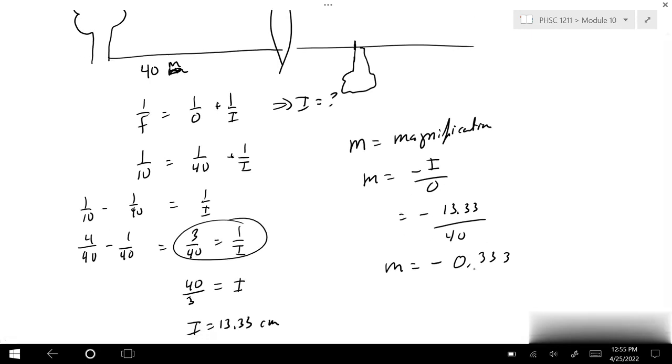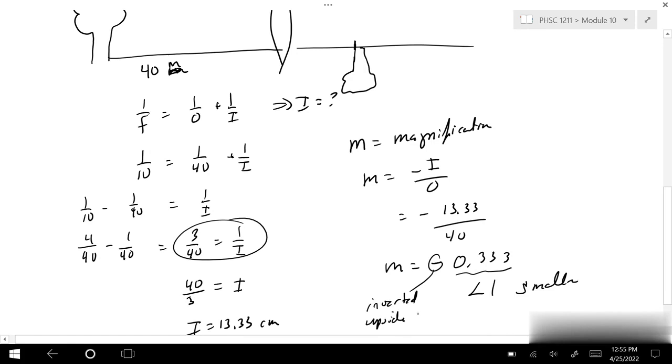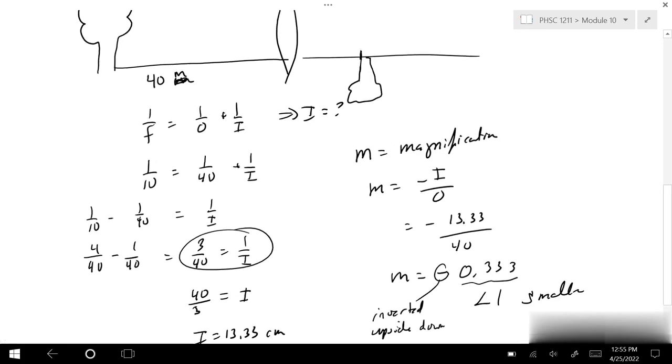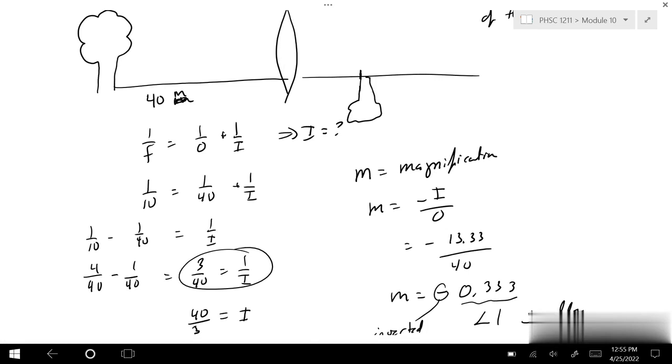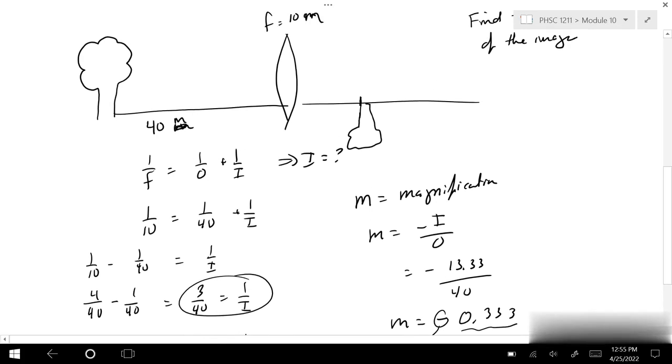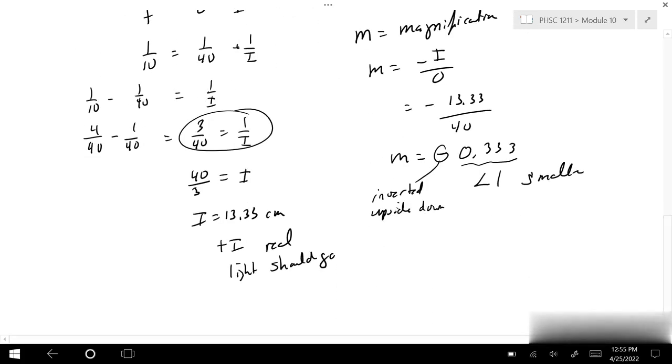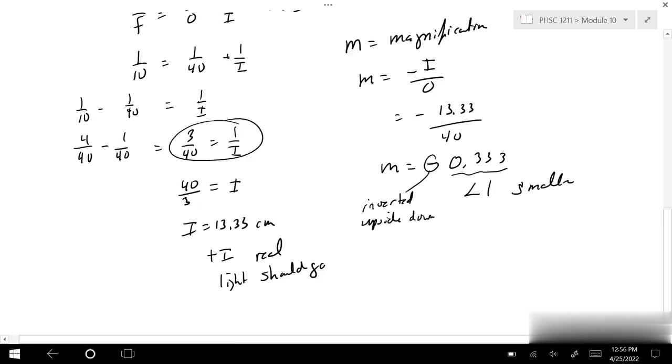So what that means is this right here is less than 1, so I'm smaller. And this is negative, so that means I am inverted or upside down. So I have an image that is upside down and it's smaller. It's actually 1/3 the size, so I made it a little bit too big. So using the equation, you can look at whether it's real, positive, and where it should be.